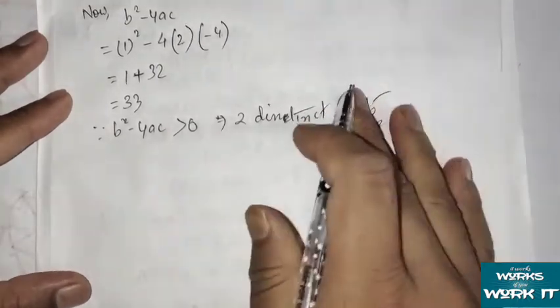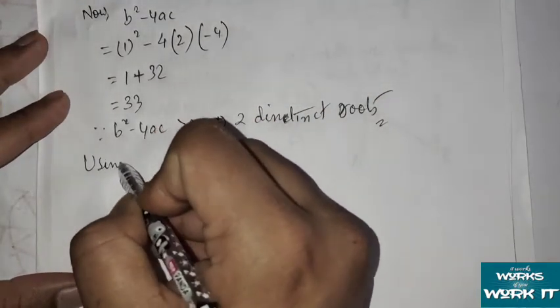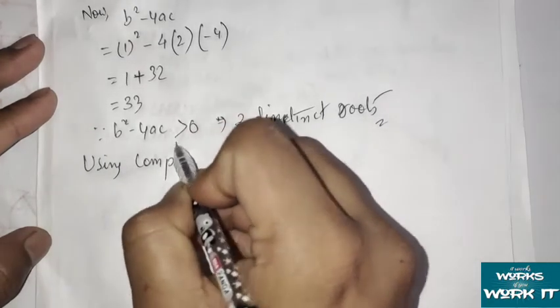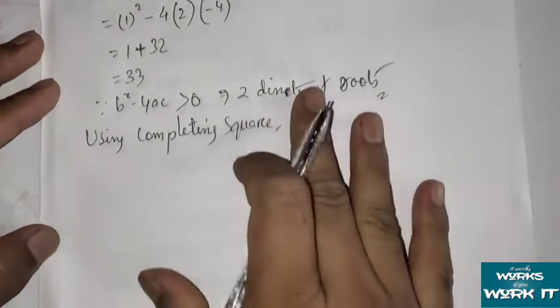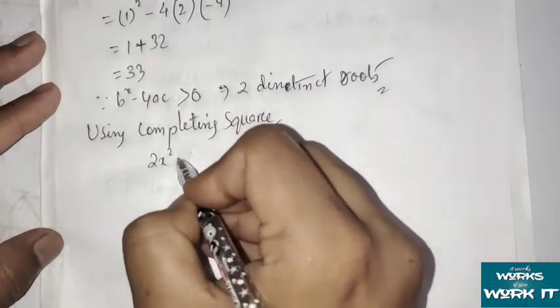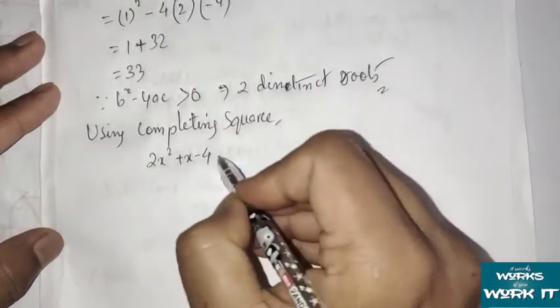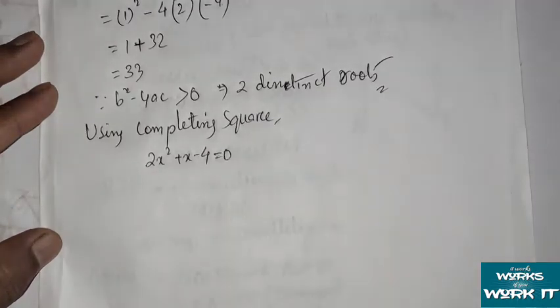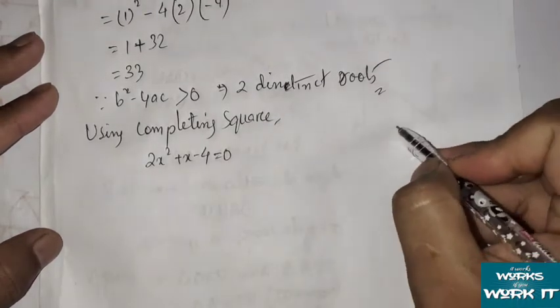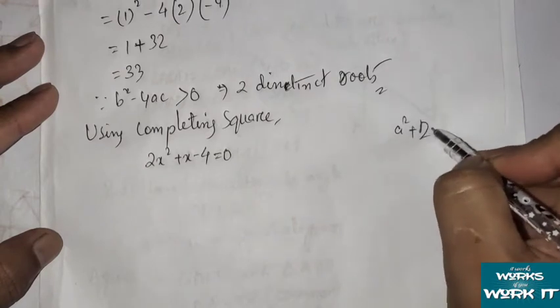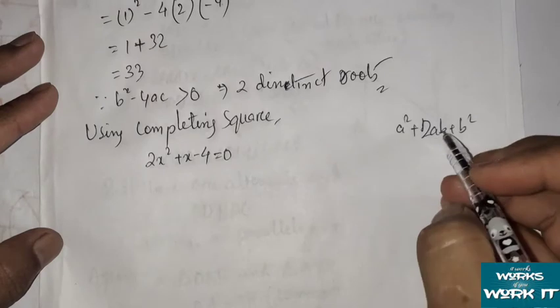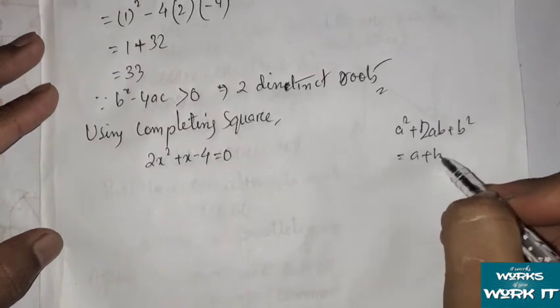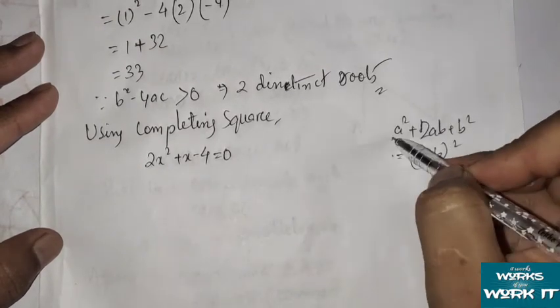So we can find out this by completing square method. So using completing square, so what is the equation? 2x square plus x minus 4 equal to 0. Okay, so let's use the formula. What formula we need to insert here? That will be, plus sign is there in between. So plus formula for (a plus b) whole square we will be doing, and we will go in a reverse form.